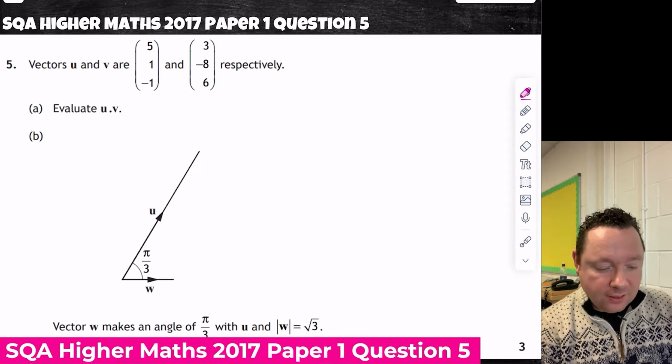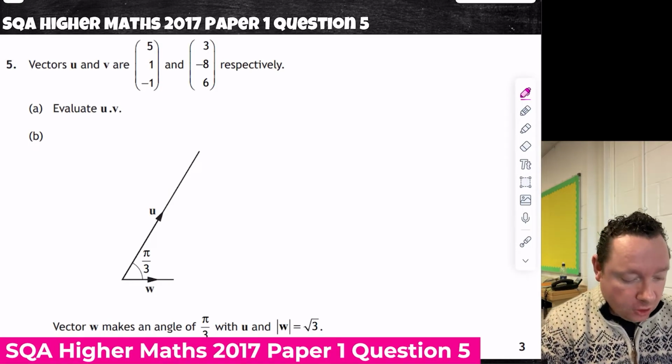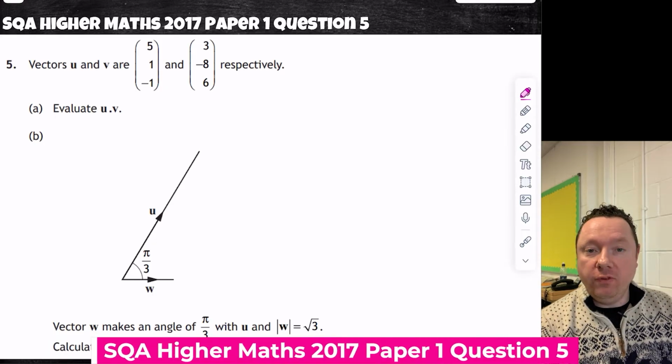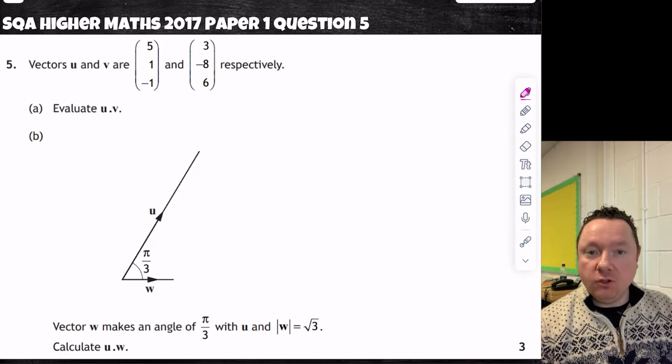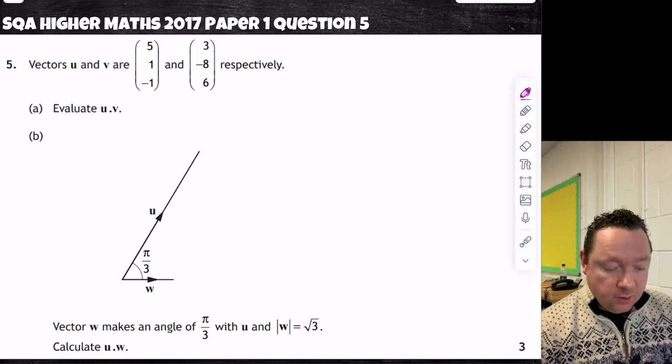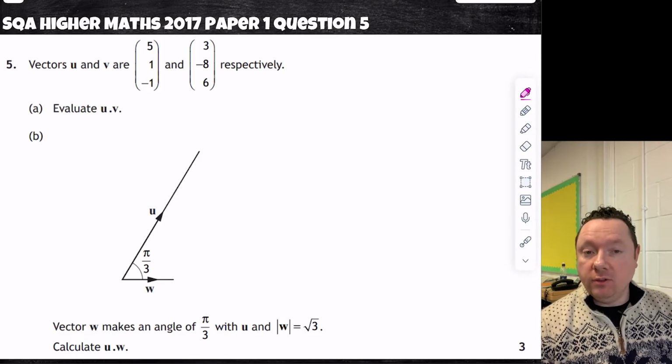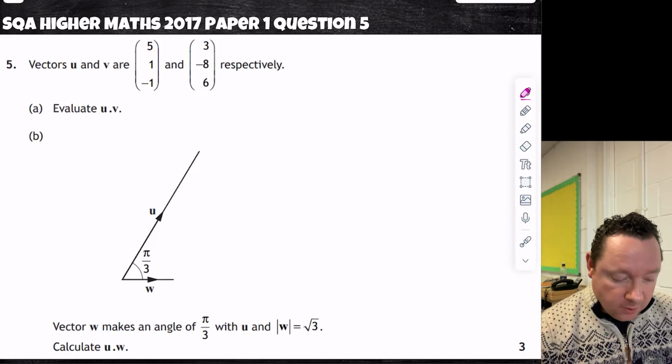SQA Higher Maths 2017, paper 1, question 5. Vectors u and v are (5, 1, minus 1) and (3, minus 8, 6). Find u dot v. So start of the exam paper, u dot v, there's two things it tells you. It tells you to times the components together, or it tells you there's using an angle. And there's no angle here, so I'm just timesing the components.